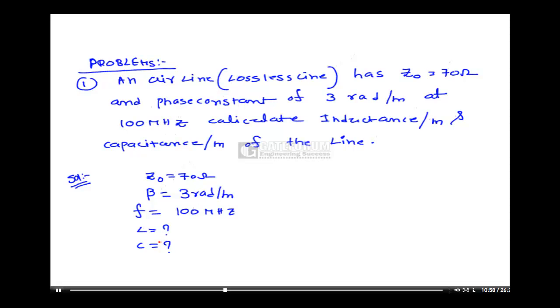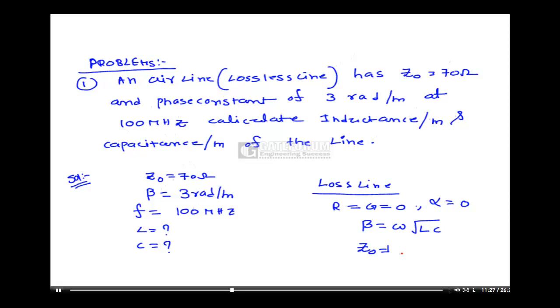Here one important thing is that an airline is also called a lossless line. We know that for a lossless line, R is equal to G is equal to 0. And one more thing we know, alpha is equal to 0. And we know beta is equal to omega into root LC. And characteristic impedance also we know, Z0 is equal to square root of L by C. So these are the parameters for a lossless line.